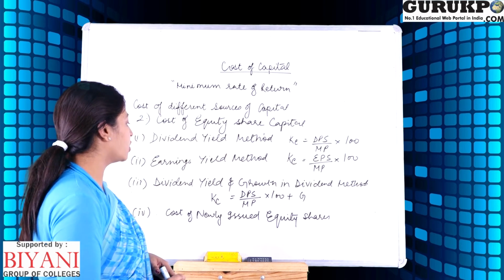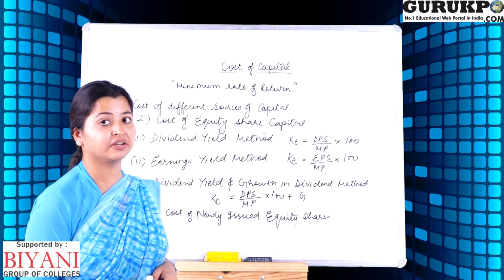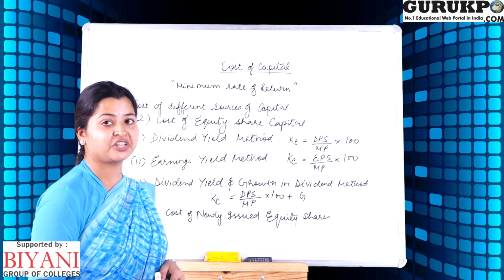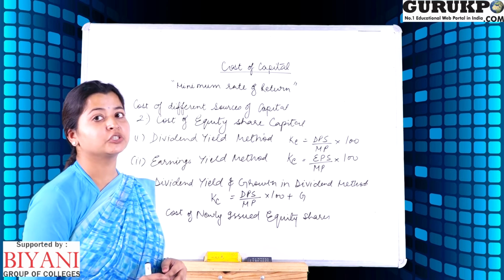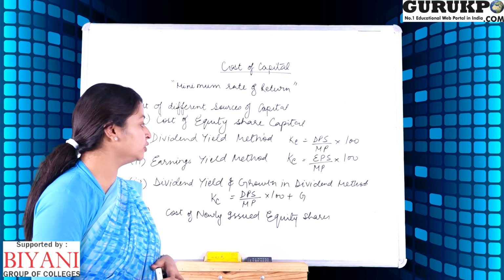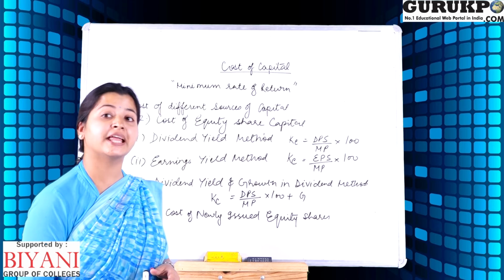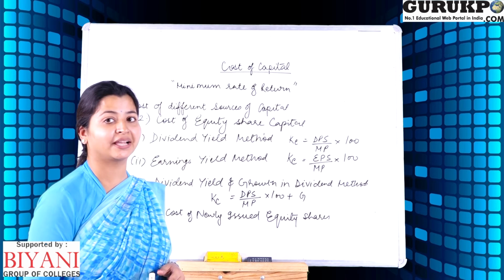Now in case of the cost of newly issued equity shares, we use NP instead of MP. So when we have to calculate the cost of newly issued equity shares, we will use net proceeds instead of market price.